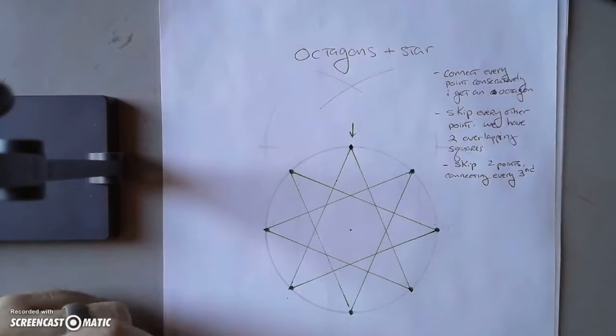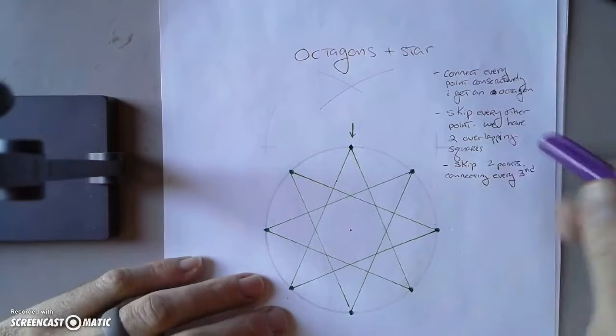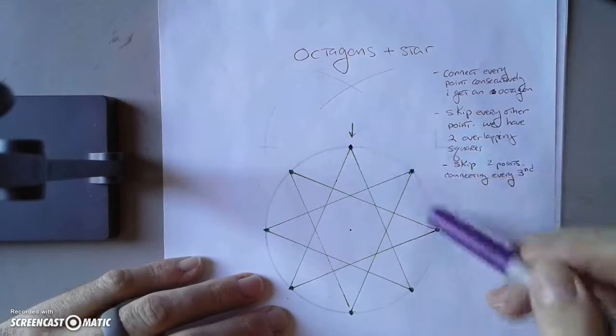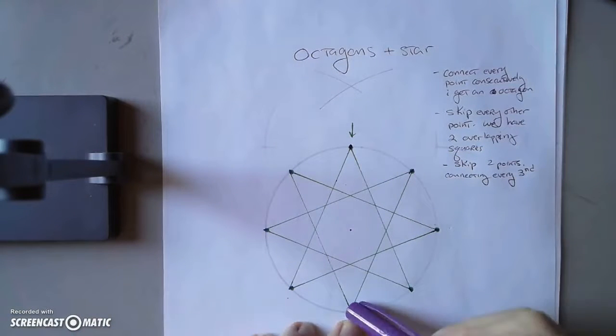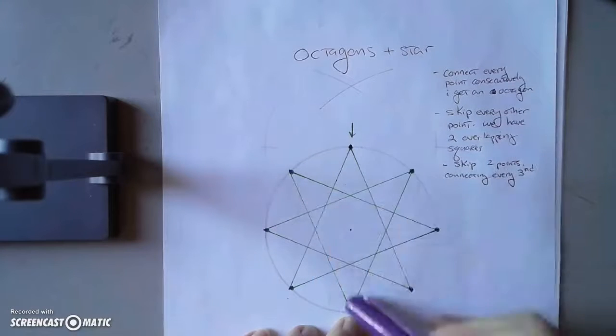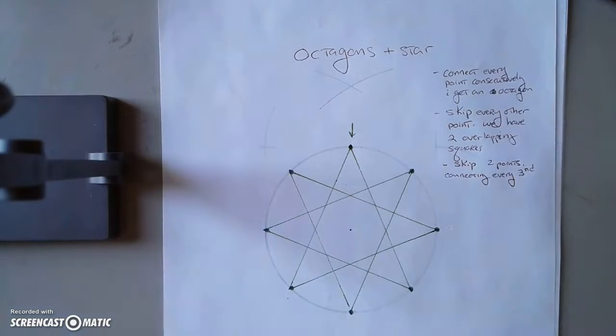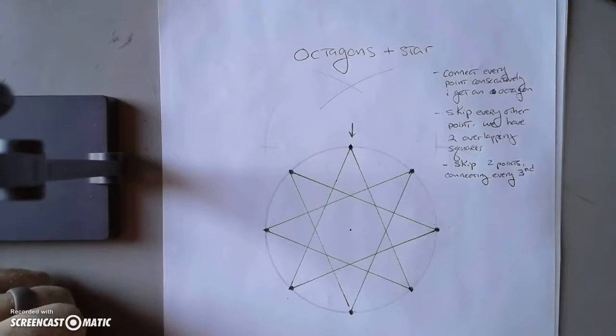It's the only other 8-pointed star we can do. We can't skip 3 points. If we were to start at the top and skip 1 2 3 connect, and then 1 2 3 connect, we would just go back and forth. We'd have 4 groups of 2, just 4 straight lines.